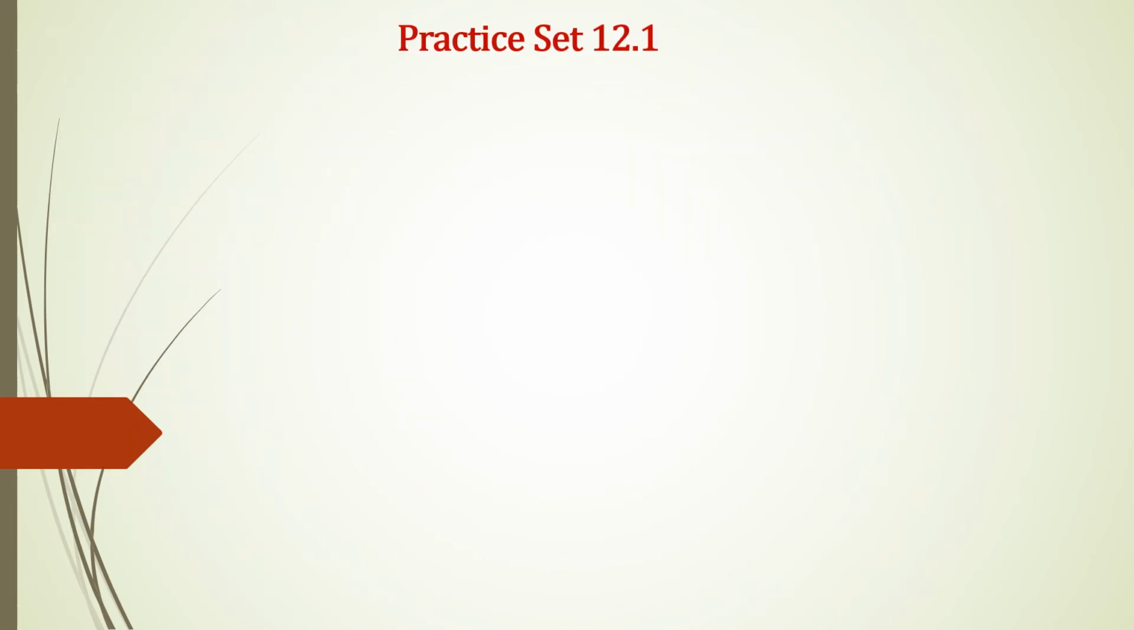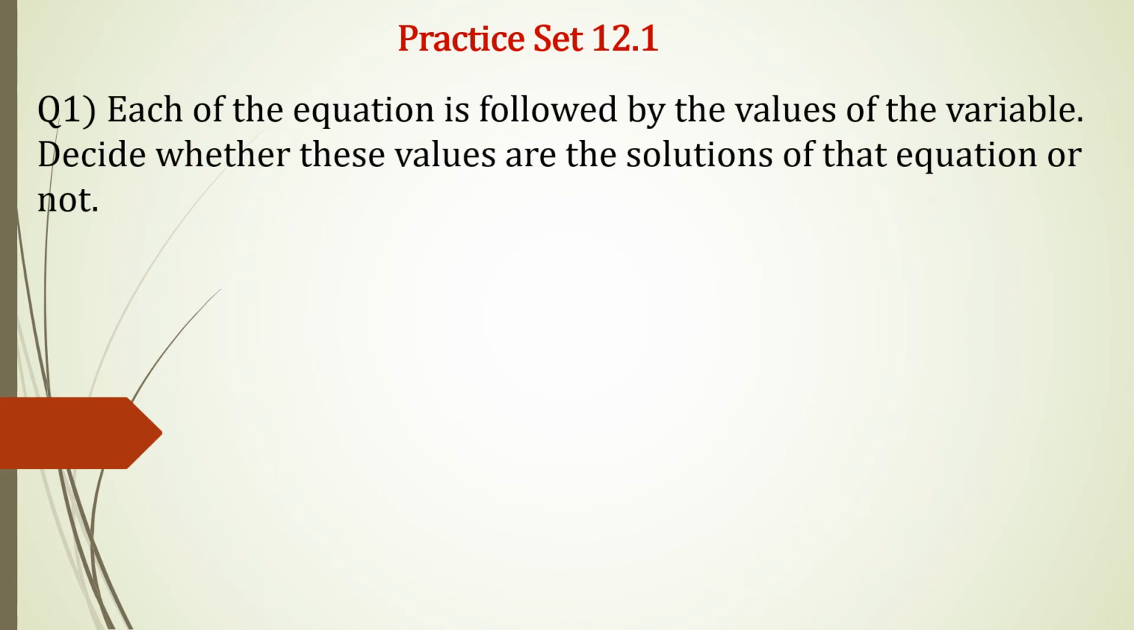Now let's solve 12.1. What is given in the first question? Each of the equations is followed by values of the variable. Decide whether these values are solutions of that equation or not. Now, the first one given is x minus 4 equal to 3. Now the values given are x equal to minus 1, 7 and minus 7. So you have to find whether these values, that is minus 1, 7 and minus 7, are the solution or not.